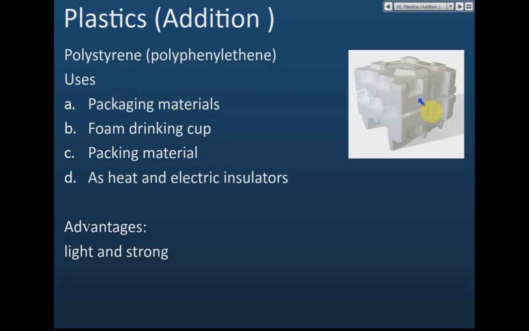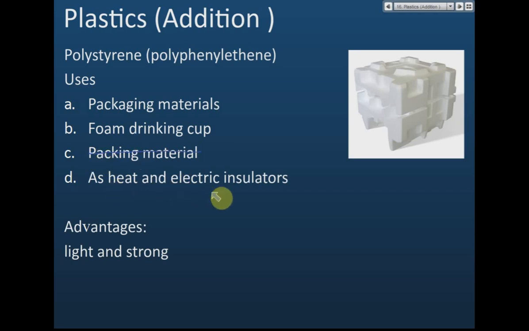Packaging material. You buy your computers, then you'll find that inside computers or sometimes televisions, electronic instruments, there are these white things inside. So it's used in packaging. Foam drinking cup, or when you go to buy rice, or you buy some drinks, sometimes they will use this foam cup or foam container. Packing material, I think this one is the same as the first one. Packing or packaging material is the same.